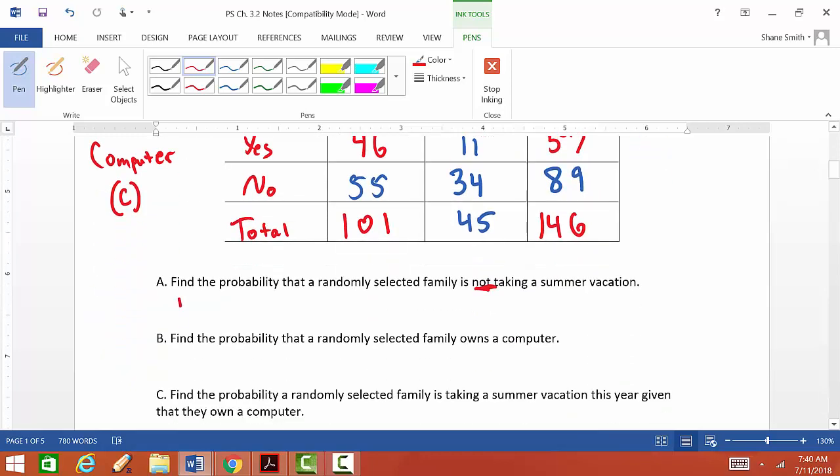So if we want to find the probability someone is not taking a summer vacation, in the last section we learned that S prime, this is not a 1, it's a prime, is how we can denote not, or the complement of an event. So you are taking a summer vacation or you're not taking a summer vacation. Those are the only two options, right? So S prime means not taking a summer vacation. And what's the probability of selecting this person? Well, I always like to think of the denominator first when it comes to probabilities. There are 146 people total for me to select from. And from those people, there are 45 that are not taking a summer vacation. So the probability is 45 out of 146, which is approximately 0.3082.